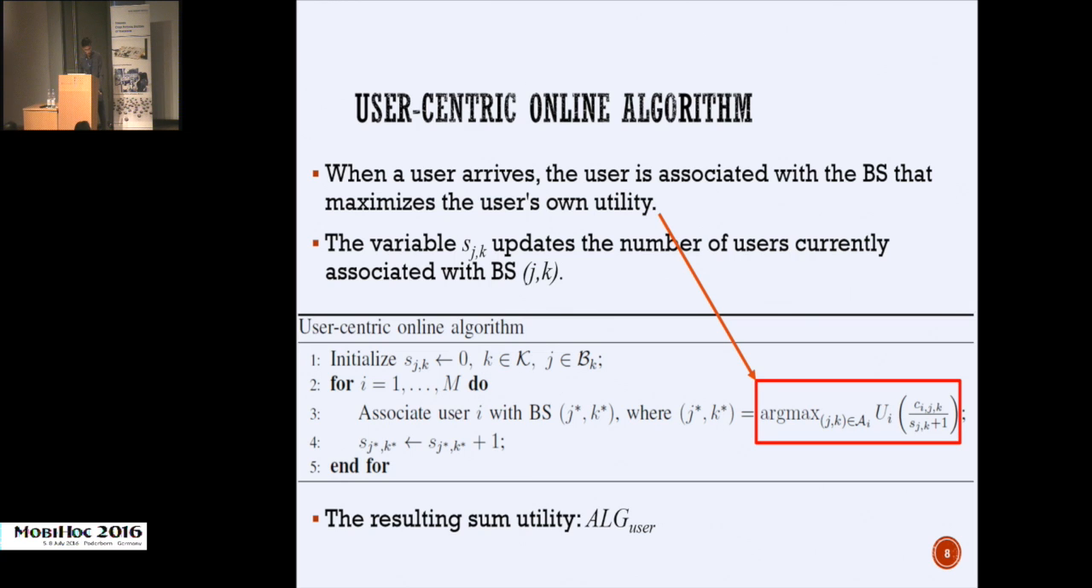The variable SJK updates the number of users currently associated with base station JK. Actually, it is the system load of base station J at tier K. It's quite straightforward. The resulting sum utility of this algorithm, we use ALG user to represent it.